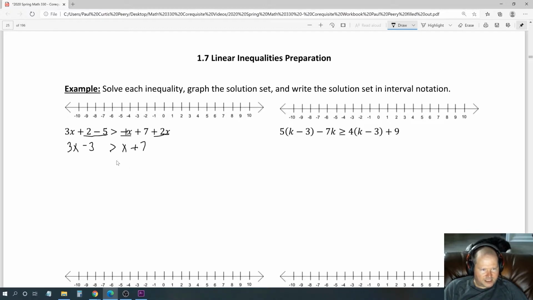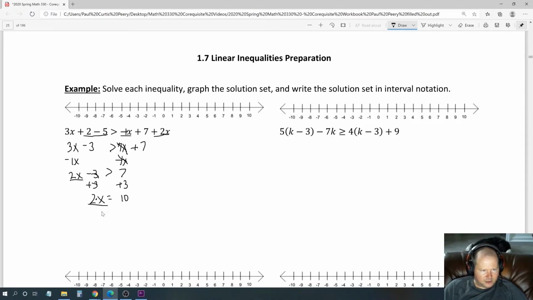We want to get all the x's on one side. We get rid of the positive 1x on the right by subtracting x, and whatever we do to one side, we do to the other. 3x minus 1x is 2x, and we bring down the 7. Next, we want to get the positive 2x by itself by undoing the subtraction of 3 by adding 3. Whatever you do to one side, you do to the other. Cancel, cancel, leaving you 2x is equal to 7 plus 3, which is 10.